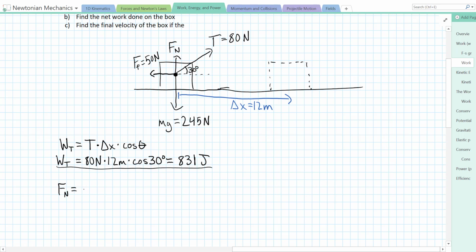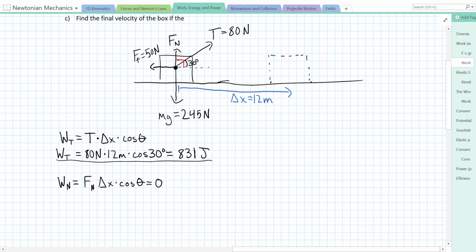The work done by the normal force is equal to the normal force, which we don't know what it is, times displacement times cosine of theta. Now, in this case, the normal force is perpendicular to our motion. Since it's perpendicular to our motion, the work done is 0. So the work done by the normal force is 0 because it's not speeding up or slowing down our object.